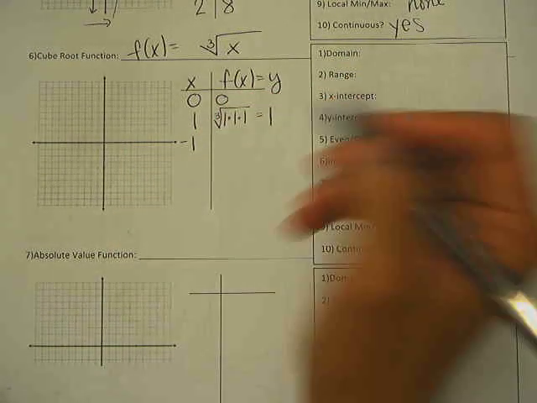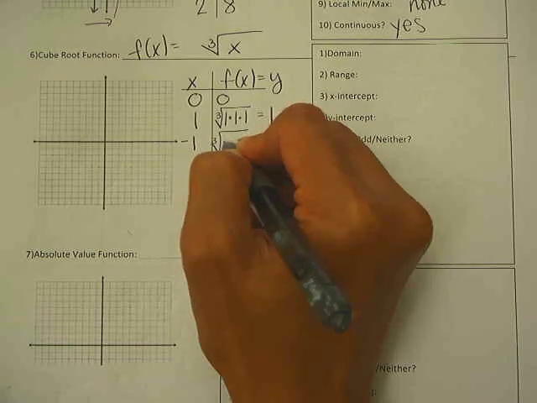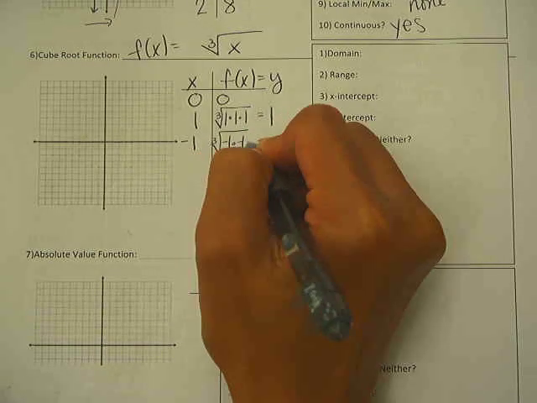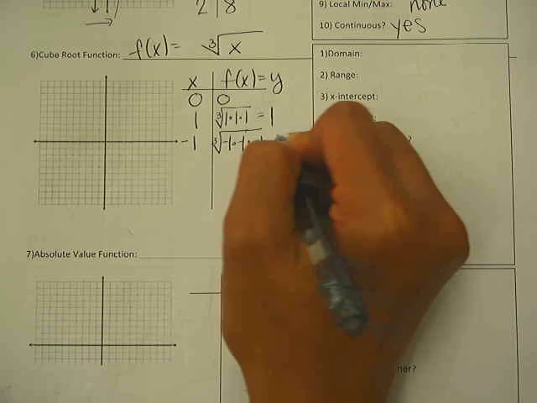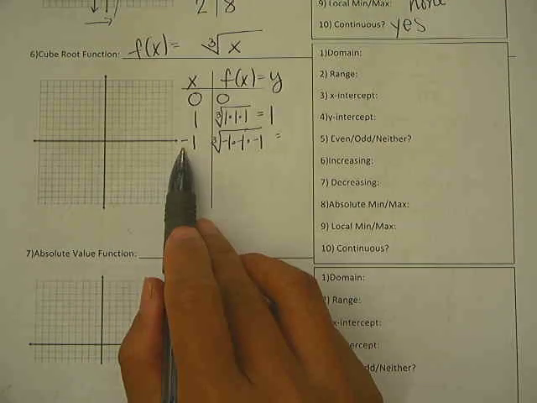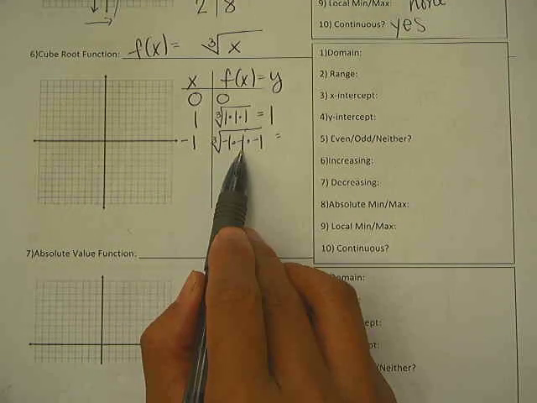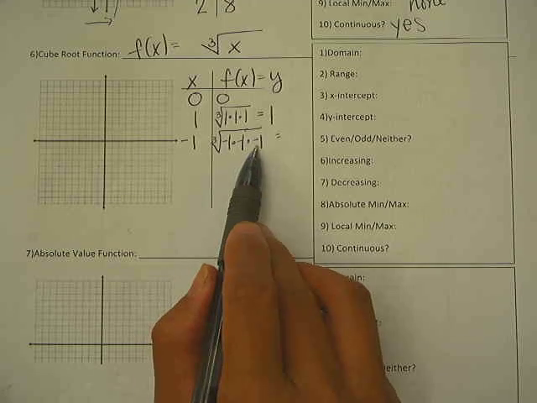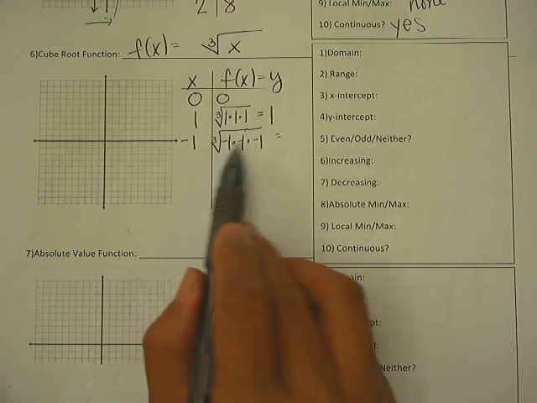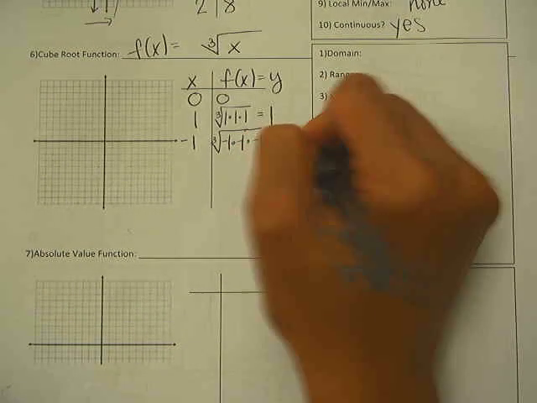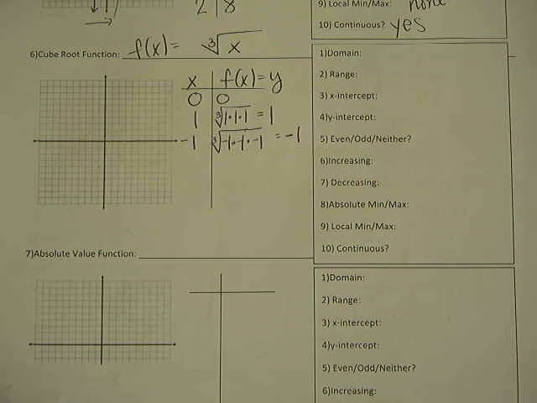Same thing with negative 1. Third root means, hey, I need 3 identical things under the radical for me to pull it out. Negative 1 times negative 1 is positive 1. Well, positive 1 times negative 1 is negative 1. So therefore, these two are equal. So that will give me a negative 1. I can pull it out.